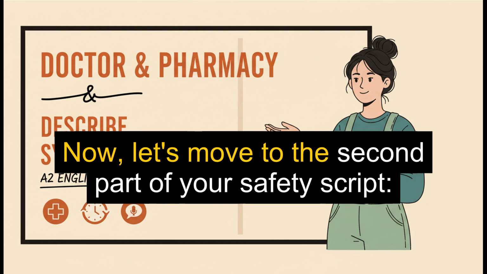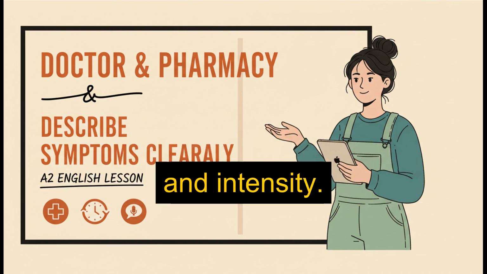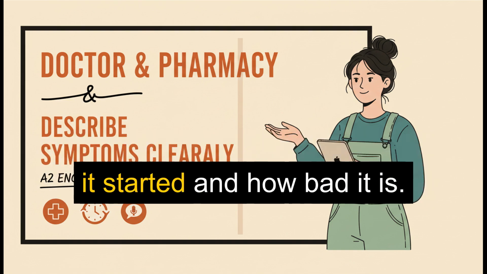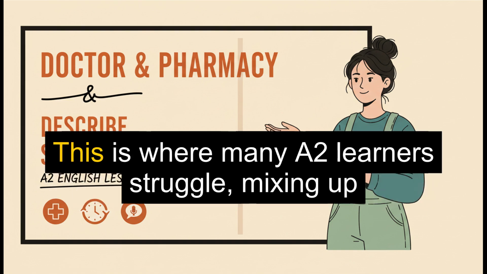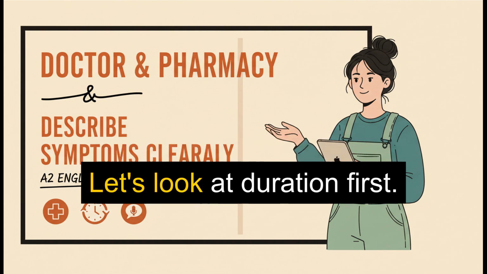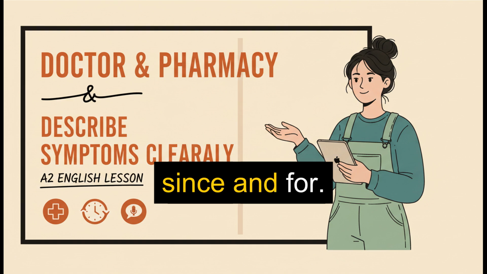Now, let's move to the second part of your safety script, describing the problem in detail, focusing on frequency and intensity. Once the doctor knows what you have, they need to know when it started and how bad it is. This is where many A2 learners struggle, mixing up prepositions and intensity words. Let's look at duration first. We use 2 main words to talk about time in this context, since and for.